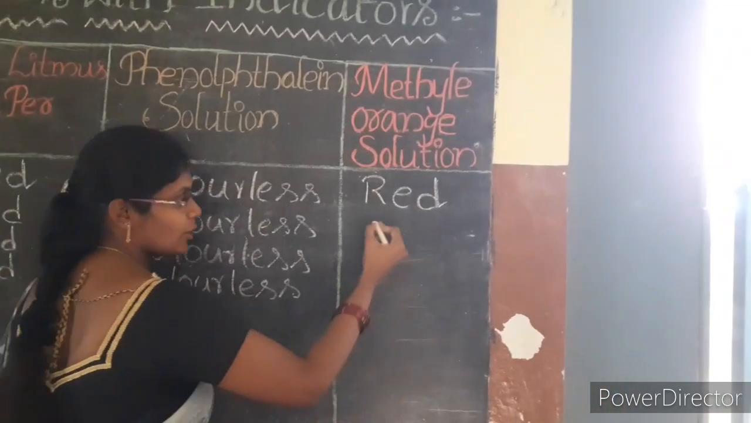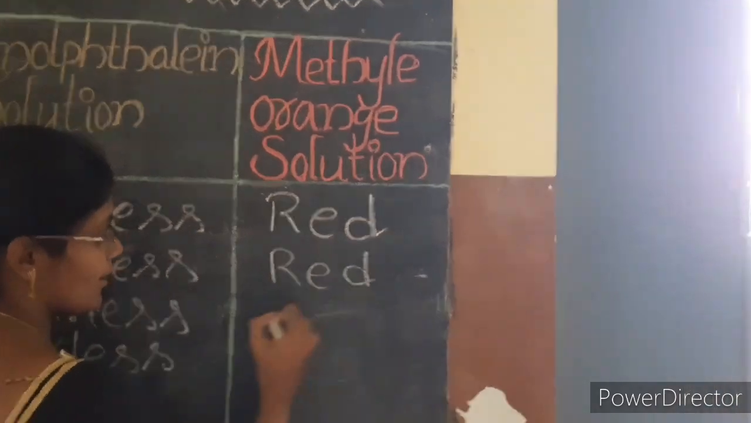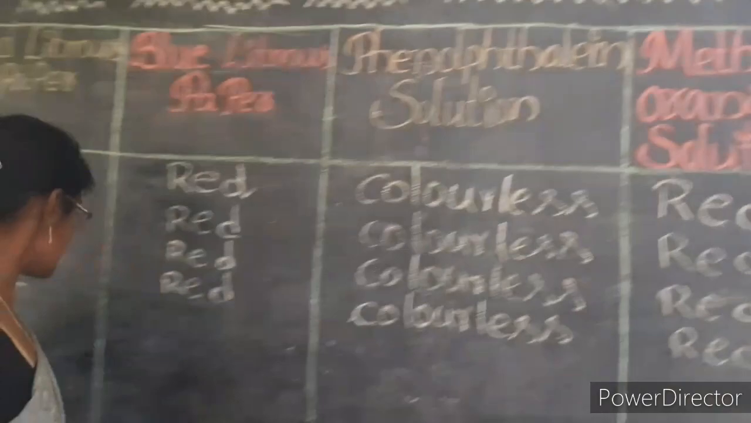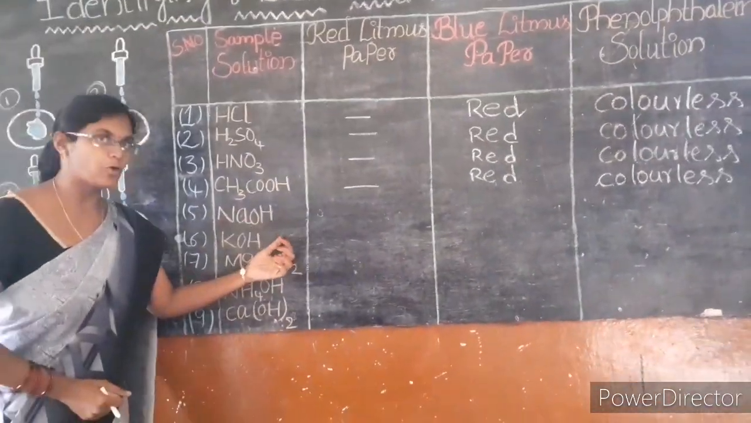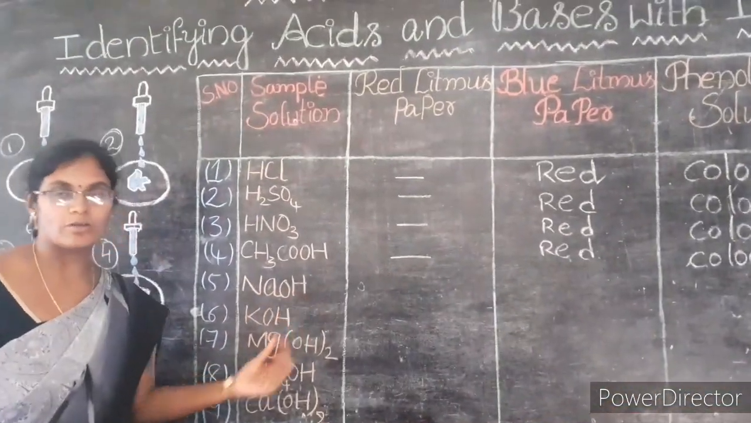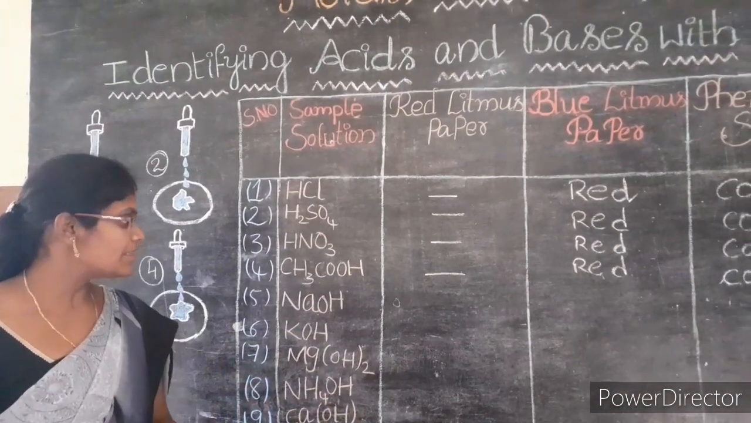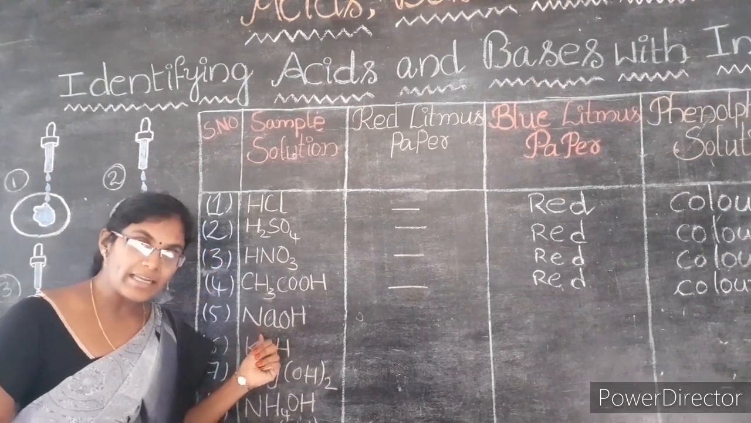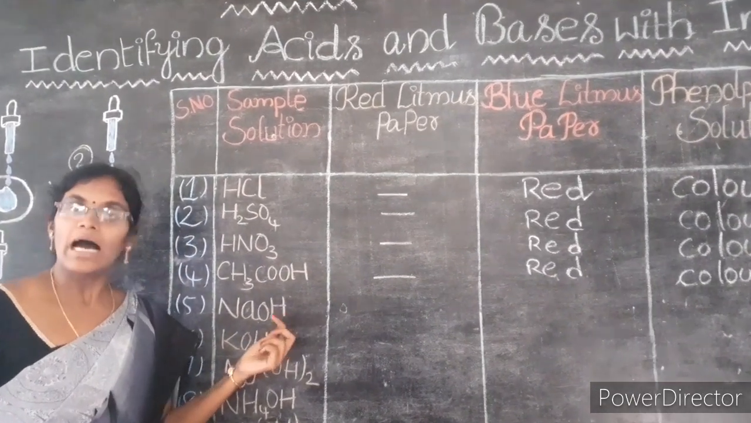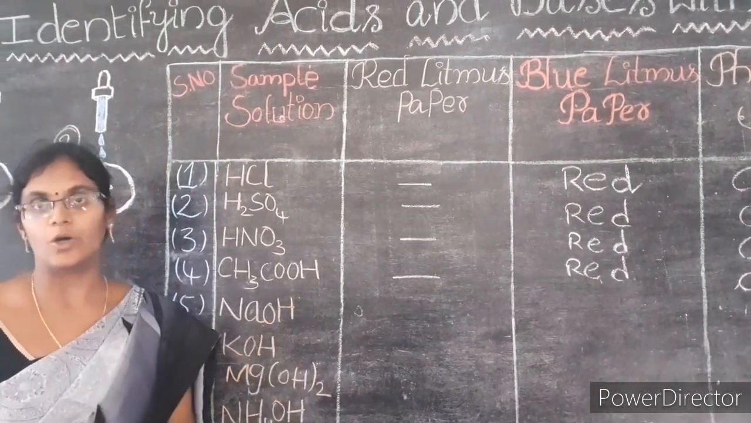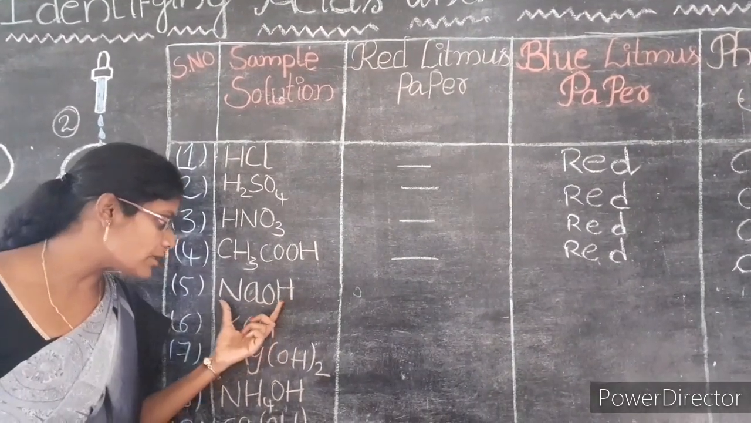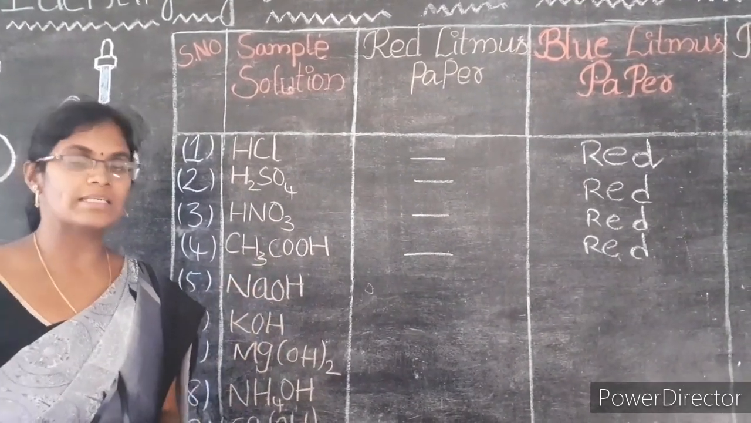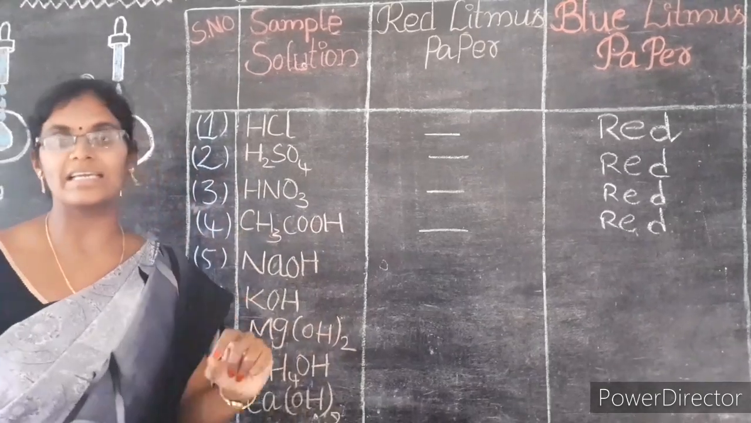And methyl orange color changes into red. And next, the fifth one is NaOH, which means sodium hydroxide. Already in the previous video we discussed the compounds which contain hydroxide ions. Hydroxide ions means OH minus ions. Those compounds we call hydroxides. And one more point we discussed: all hydroxides are basic in nature.